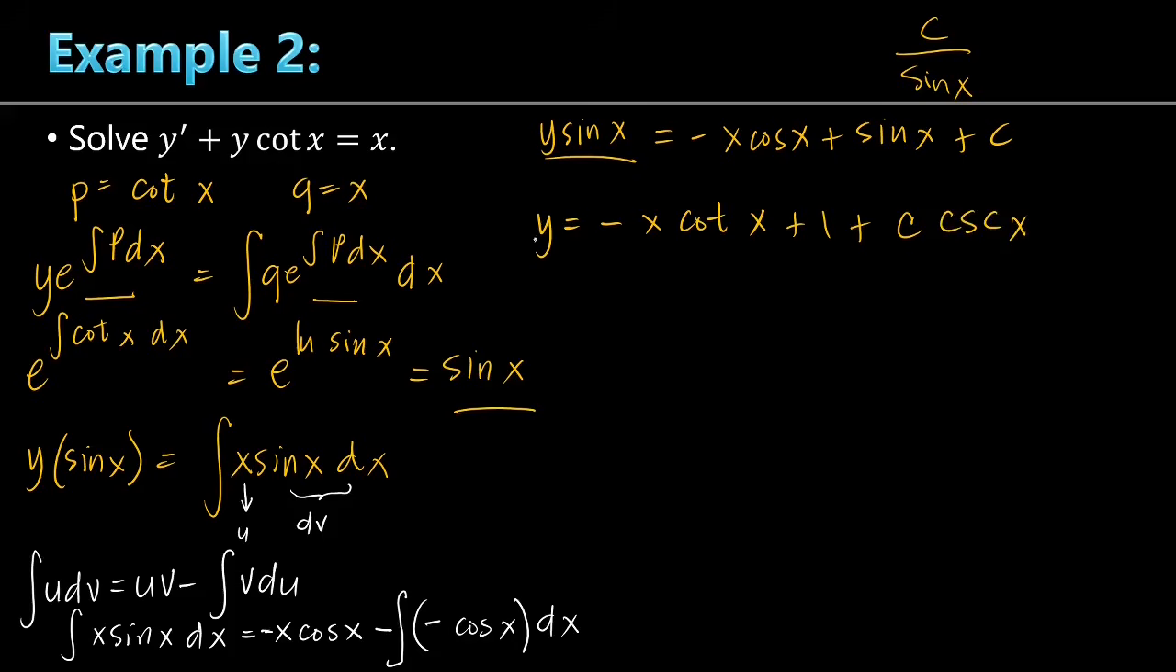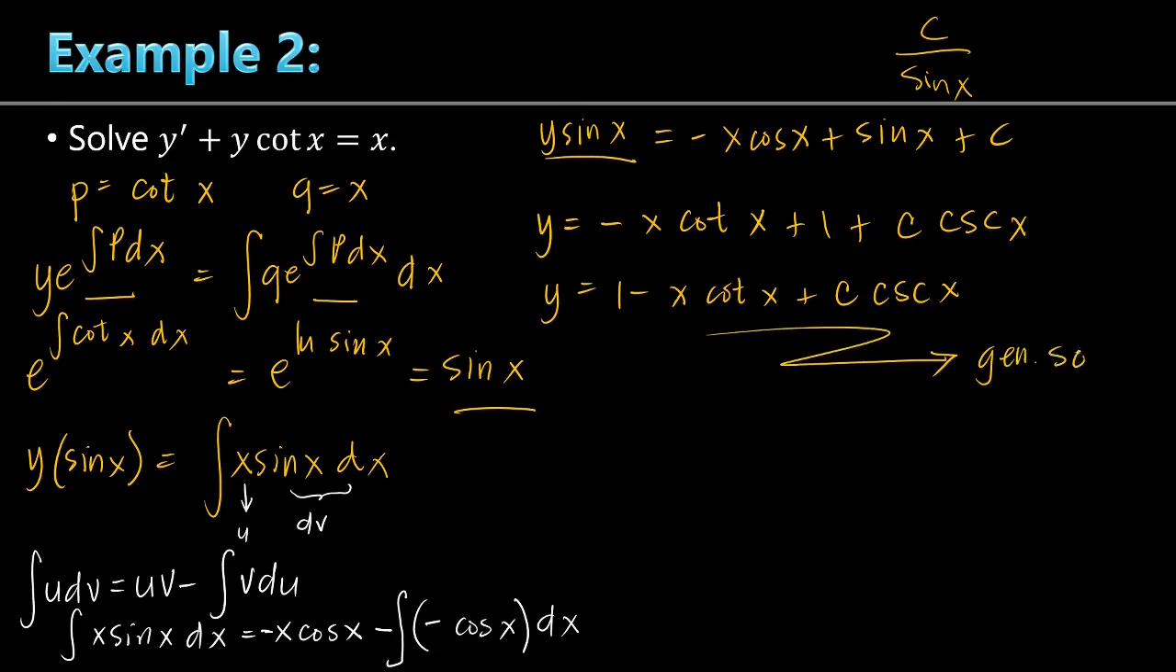Para magandang tingnan, unahin natin ay positive na term. Ito na lang 1, no? 1 minus x cotangent x plus the arbitrary constant c times the cosecant of x. So we now have our general solution. Okay? Di ba? Ang dali lang, no?